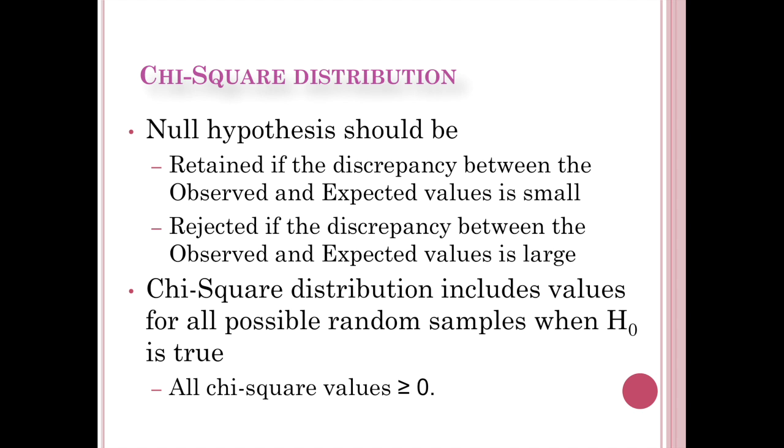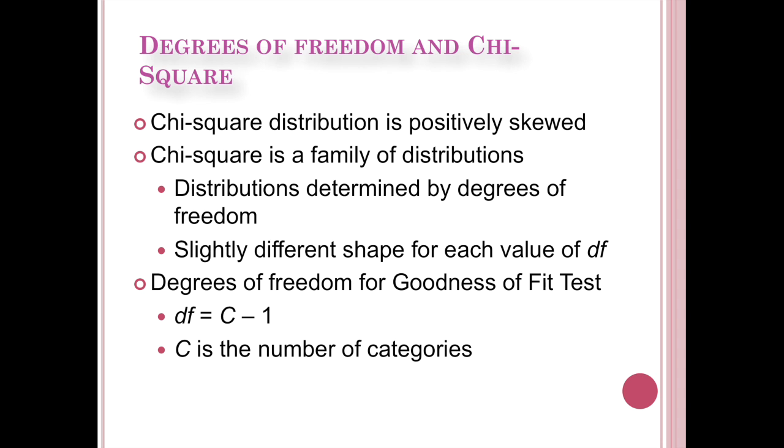And the chi-square distribution includes values for all possible random samples when that null hypothesis is true. And just like we did with F being kind of like a t-squared, anything you square is positive, so all chi-square values are also going to be in the positive range. You can never get a chi-square obtained of -2 or -12. Chi-squares are family distributions, and the distributions are determined by the degrees of freedom. And again, the degrees of freedom for chi-square goodness of fit is categories minus 1, or df equals C minus 1. And from that, you can find your critical values of chi-square.